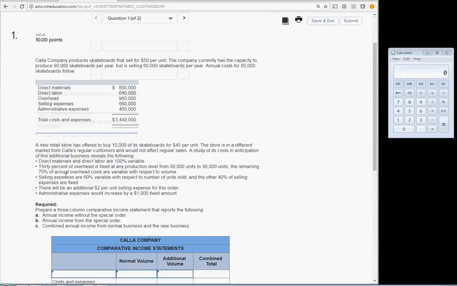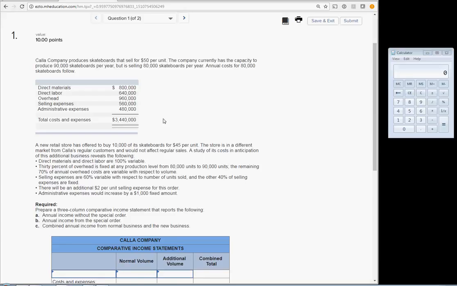So here's the different decisions we might have. So a new retail store is offered to buy 10,000 skateboards, but for $45 per unit. We normally sell for $50. $45 per unit is the special order price. Stores in a different market from our regular customers wouldn't affect our regular sales, so therefore we have no opportunity cost, I would say. Study of its cost in anticipation of this additional business reveals the following.